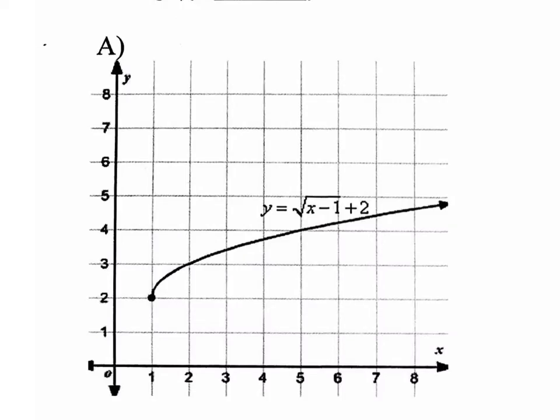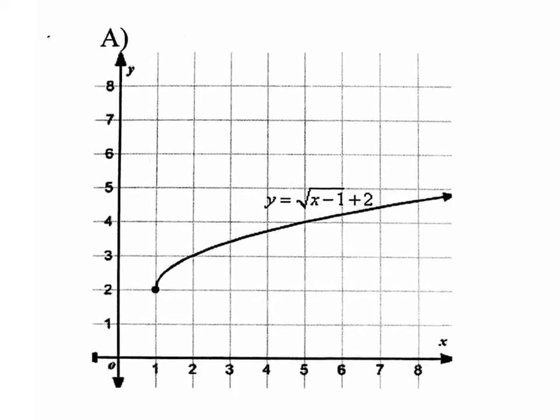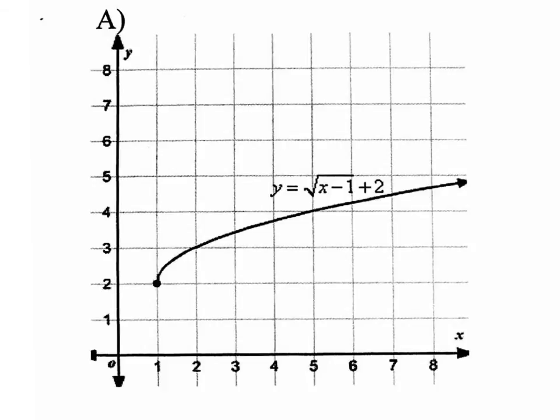On this next one, they're asking us to state the domain and the range of the function shown. This is a square root function. I don't know if you can see that. It says y equals the square root of x minus 1, plus 2. We can clearly see the h and the k. The h is positive 1 from the origin. The k is positive 2. So that's the beginning point. And it does shoot off in this direction, curving, forever going up and forever going to the right.